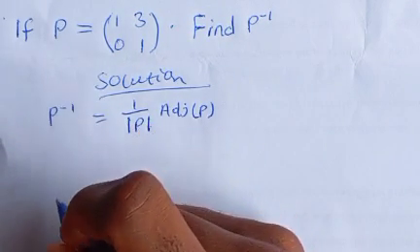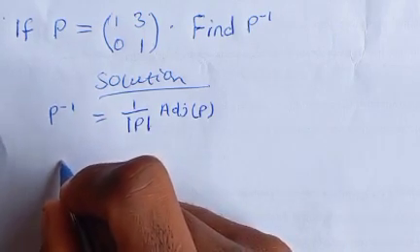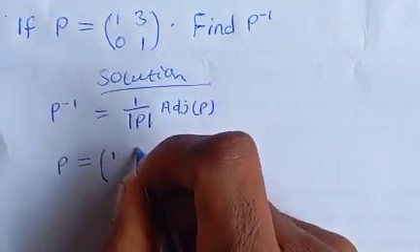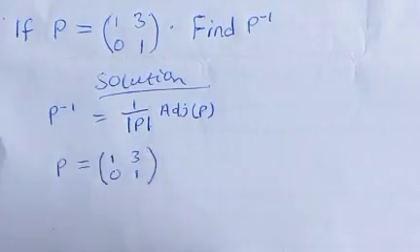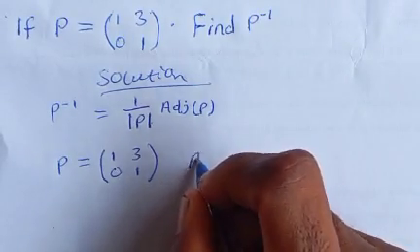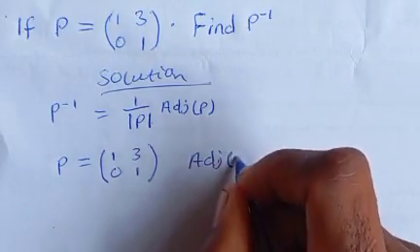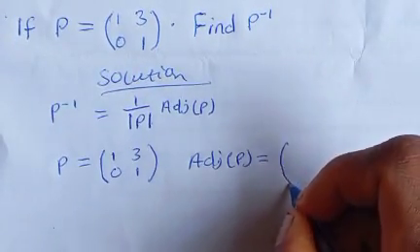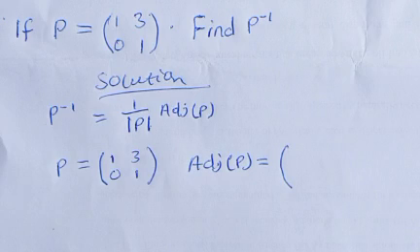In this case, the adjoint of this matrix, let me copy the matrix again. P equal to 1 3 0 1. The adjoint of this matrix will be equal to... Since this is a 2 by 2 matrix, if it was a 3 by 3, you first find the cofactor. After finding the cofactor, you transpose it, then you have the adjoint. But this one is a 2 by 2 matrix.